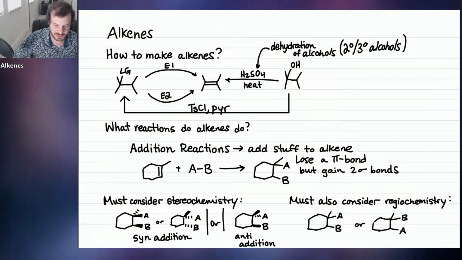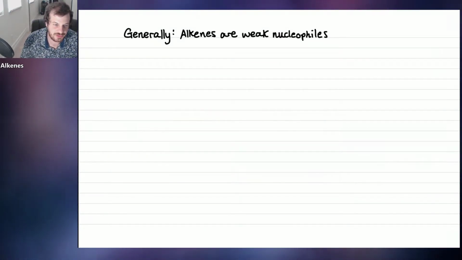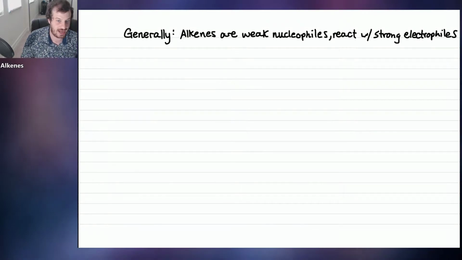Okay, so let's take a look at actually some of these reactions because this is all very abstract. But before we look at the first reaction, I want to mention one thing. It's the general reactivity of alkenes. So generally, alkenes are weak nucleophiles. And so because they're weak nucleophiles, they're going to react with strong electrophiles. That makes sense, right? If something's weakly nucleophilic, in order to get it to react, you're going to have to give it something very electrophilic. Otherwise, they're just not going to do anything.